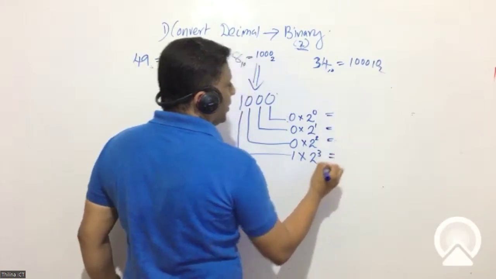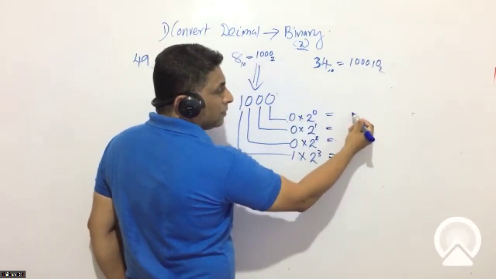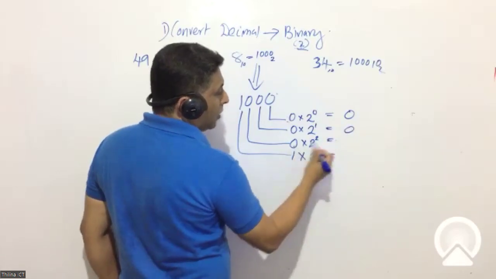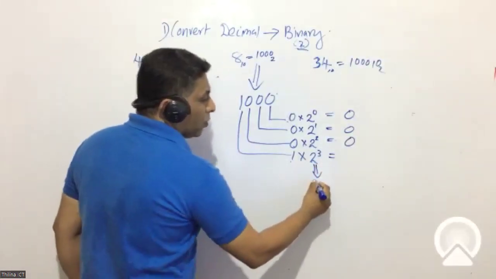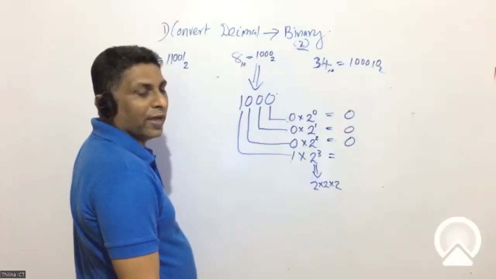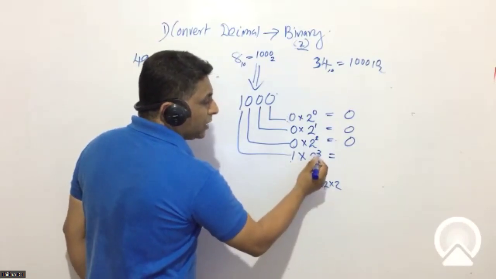Help me to calculate: 0 into anything? 0. 0 into anything? 0. 0 into anything? 0. 1 into 2 to the power 3. What do you mean by 2 to the power 3? 2 into 2 into 2. Very good. That represents 2 to the power 3.